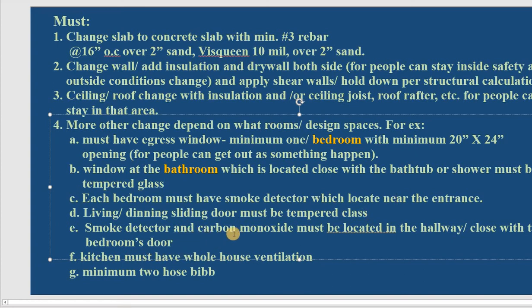Smoke detector and carbon monoxide must be located in the hallway and close with the bedroom door. If you have the bedroom and get out to the hallway, you usually design for smoke detector and carbon monoxide in the hallway. Kitchen must have the whole house ventilation. Not really must have, but it should have.